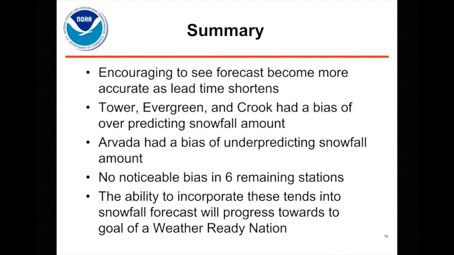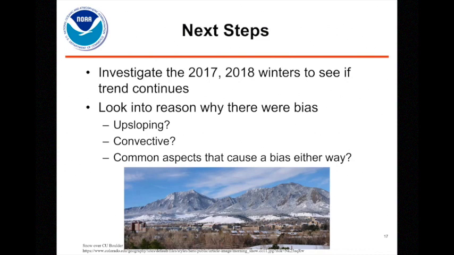And the ability to incorporate these trends into a forecaster's snowfall prediction can help the goal of having a weather-ready nation. So for next steps, I would like to investigate the 2017 and 2018 seasons to see if this trend continues, and also to see why some places had a large over prediction or under prediction, whether upsloping, convective, or there may be some common link between certain storms that causes these.